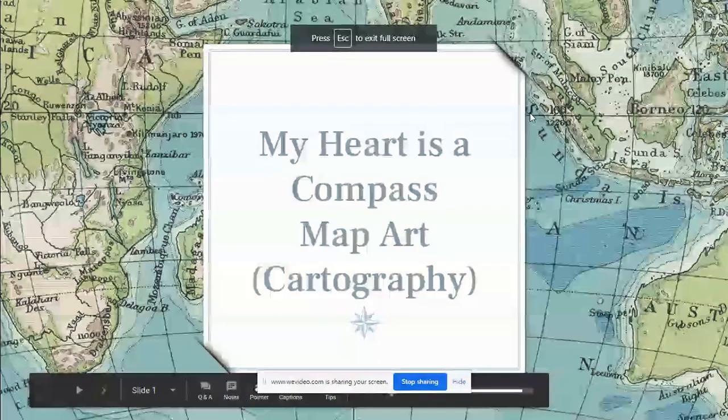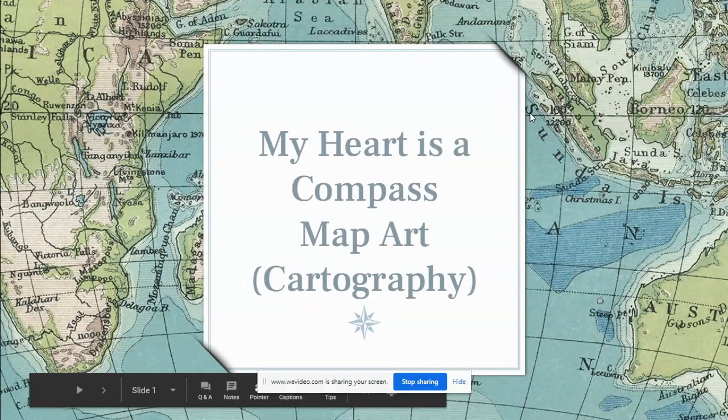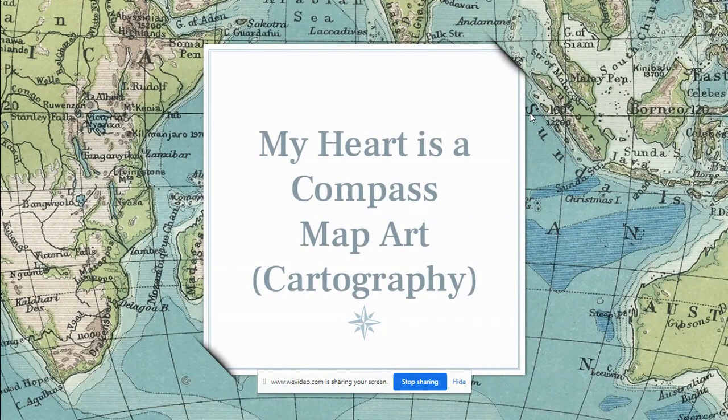So, starting in 2021, we're going to take a look at maps and then create some original maps. We're going to learn the history of cartography, and then I have a story for you today. So, let's get started. Okay, so my heart is a compass. Map art, or maps, are also known as cartography.